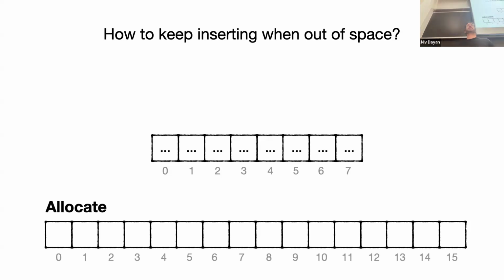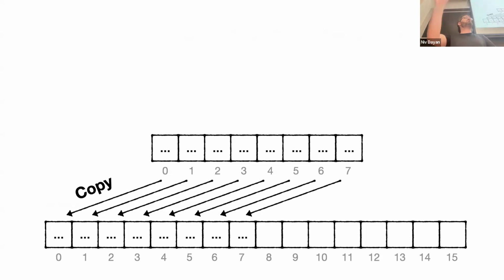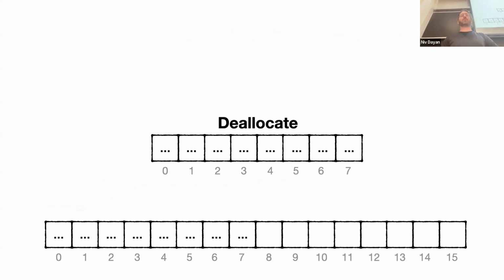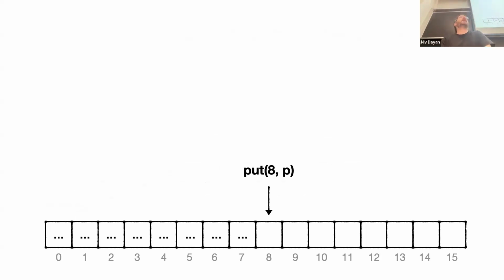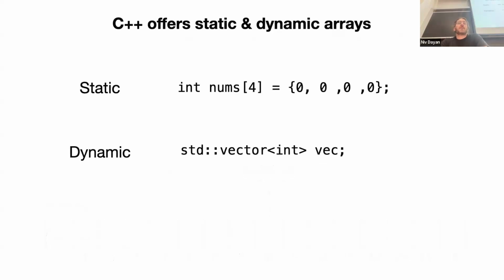The typical thing that we do is we allocate a new array of twice the size. We're going to copy everything from the first array into the first half of the new larger array. We'll deallocate the old one, and this will allow us to add more data. So we can continue doing that. Seems to be easy. In C++, you have options for allocating static arrays or dynamic arrays. So this is how you'd allocate the static array. Here's the dynamic array. Let's focus on the dynamic arrays.